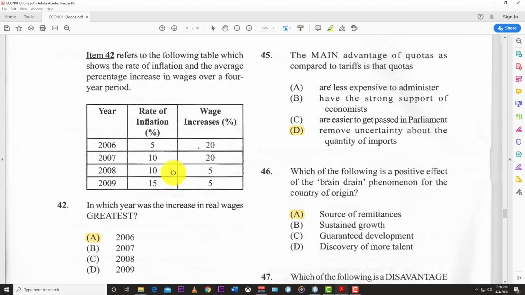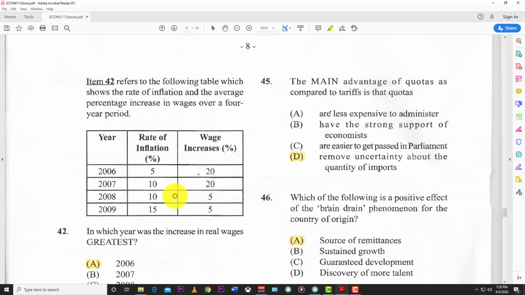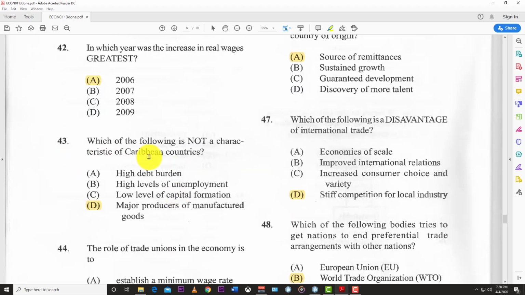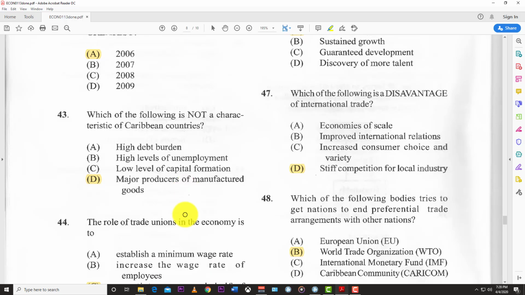The wage won't increase by 5, but inflation is higher than that. All right, 43. Which of the following is not a characteristic of Caribbean economies? And the answer here is a major producer of manufactured goods. We're not some major manufacturing hub of anything. Only Trinidad and Jamaica do a lot of manufacturing, but for the most part, we're not.